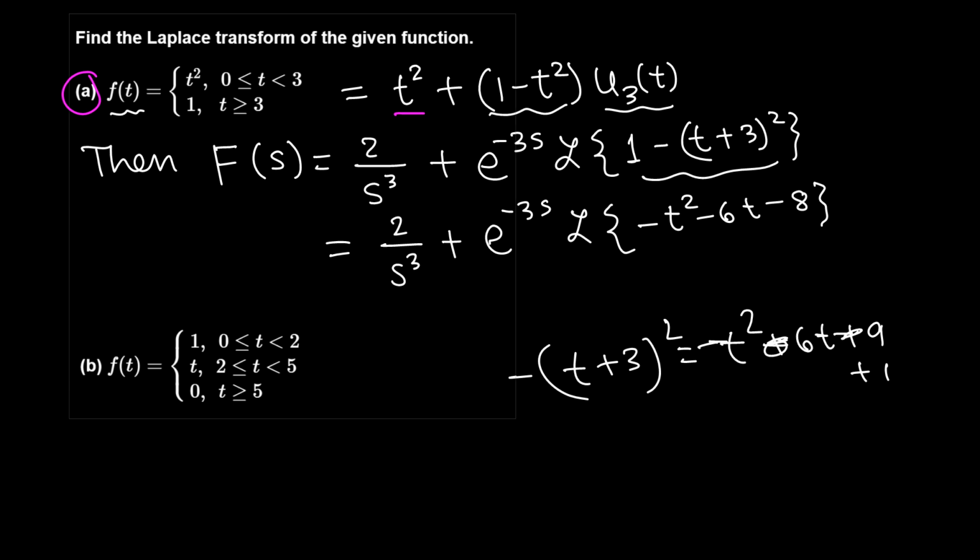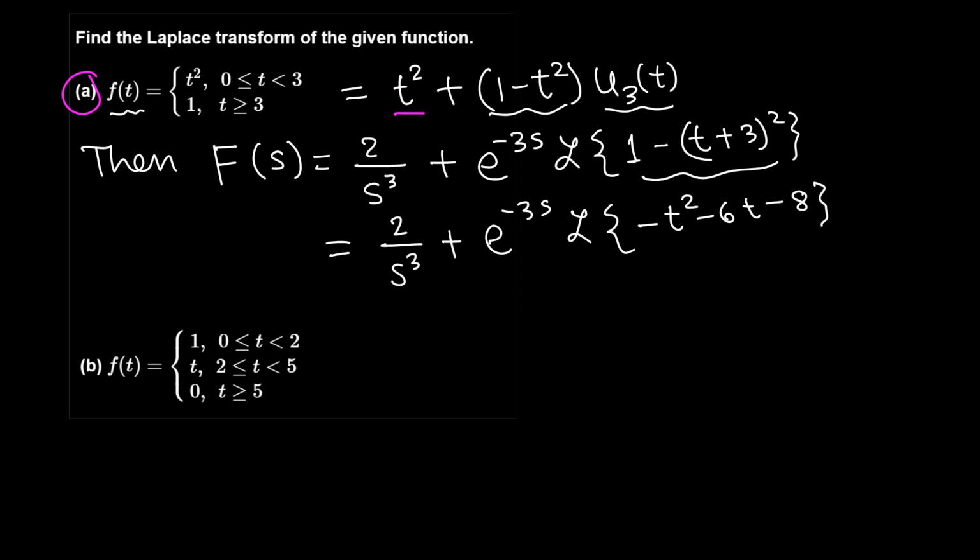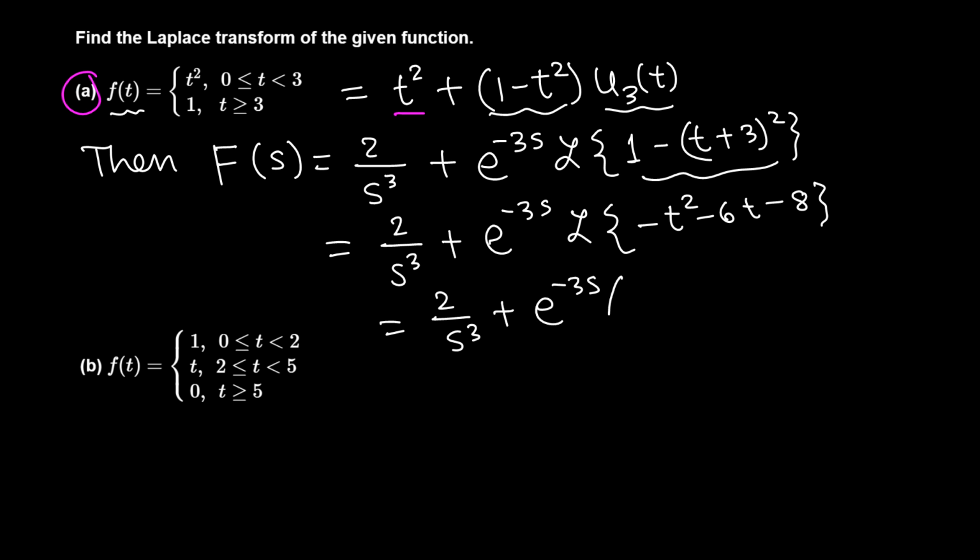So we need to work on this Laplace transform. Look at the table, and this is 2 over s cubed plus e to the negative 3s times the following. The first one is t squared, that's 2 factorial over s cubed, minus 6 times t, 1 over s squared, minus 8 times 1 over s, or 8 over s. Final.